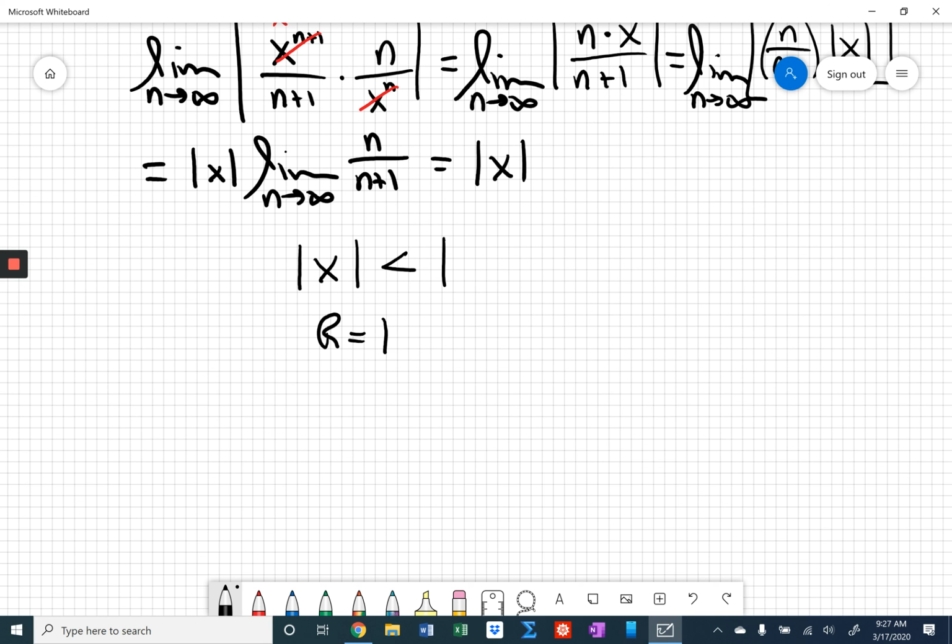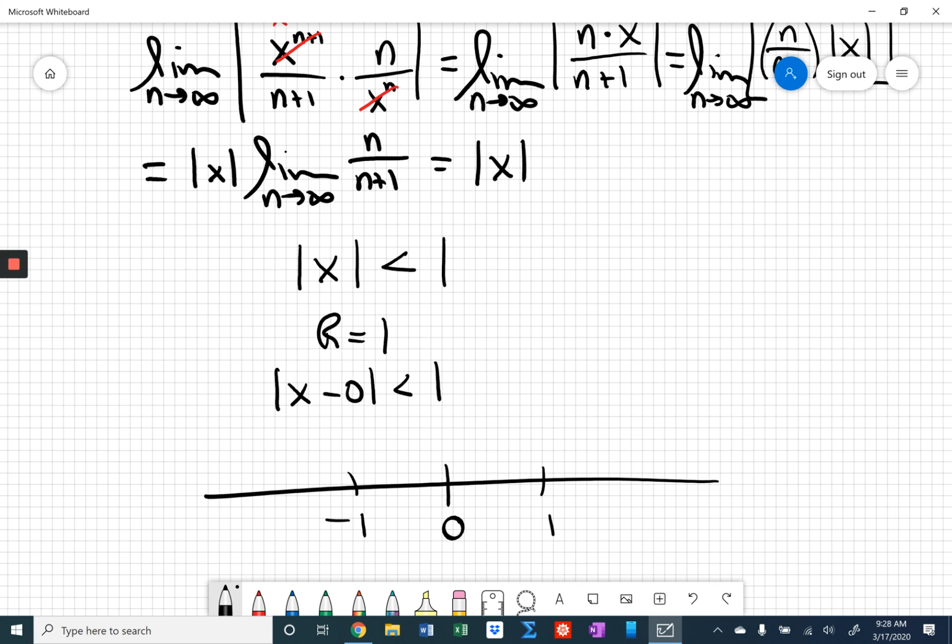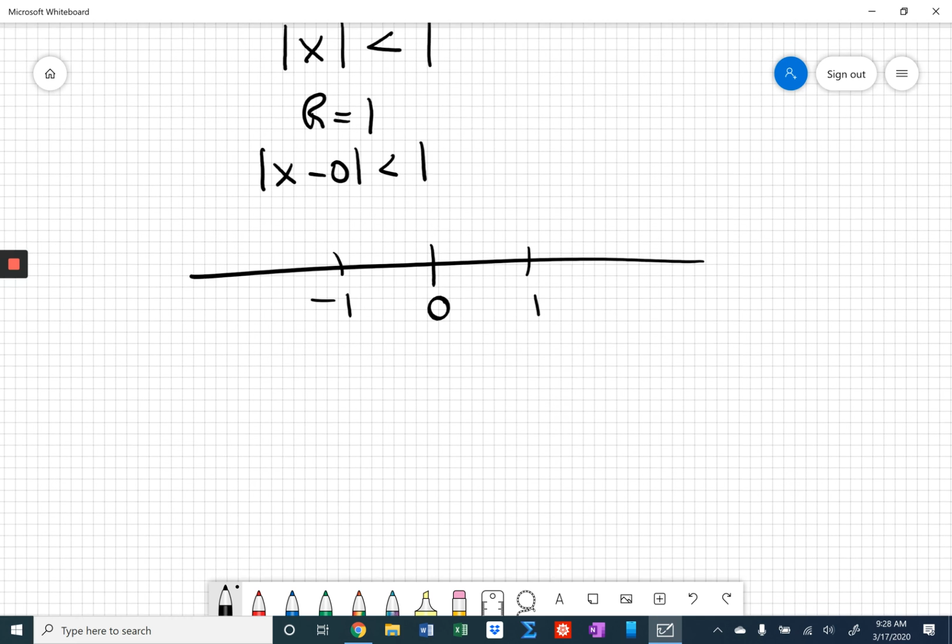Notice that there's nothing being added or subtracted from x in the absolute value symbols. So I know this is probably obvious, but this is the absolute value of x minus 0 is less than 1, which tells us that a is 0, or the center of this power series is 0. If the center is 0, then I have to go 1 unit in each direction. So obviously the interval of convergence is going to be between -1 and 1, possibly including the endpoints, which I need to test separately. But I know for any value within that interval the series will certainly converge.